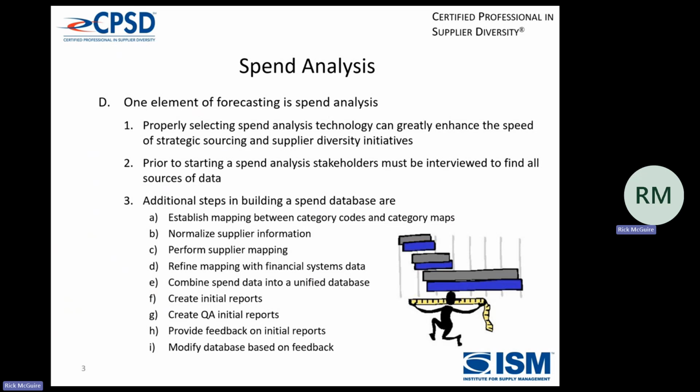Additional steps in building a spend database are establishing mapping between category codes and category maps, normalizing the supplier information, meaning make sure all the suppliers' names are only spelled one way, performing supplier mapping, refining mapping with financial systems data, combining spend data into a unified database, creating initial reports, QA of the initial reports, providing feedback, and modifying the database based on feedback.